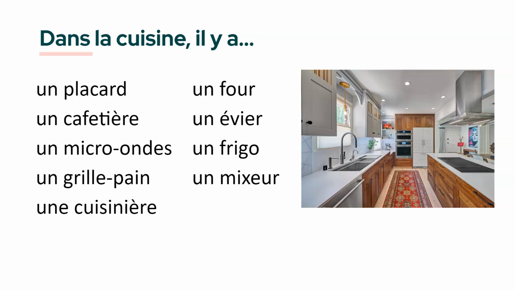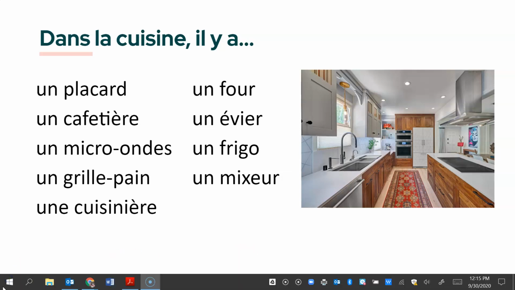Un micro-ondes, and that is a microwave. Un grille-pain, and that is a toaster, otherwise known as a bread griller. Une cuisinière, which is like a stovetop or a range. Un four, and that is not the number 4, it is the word for oven.